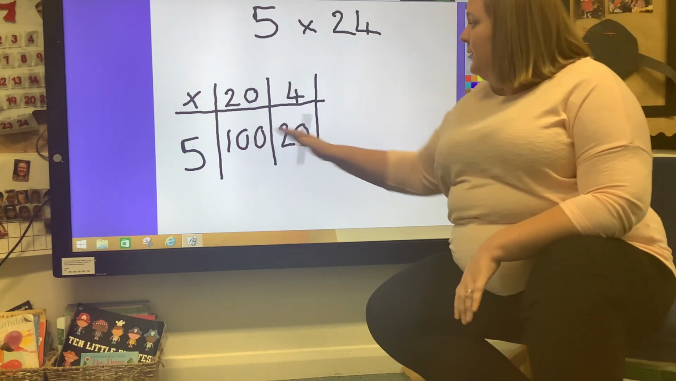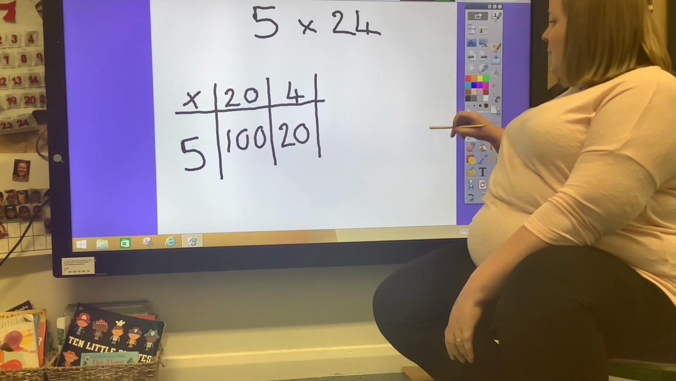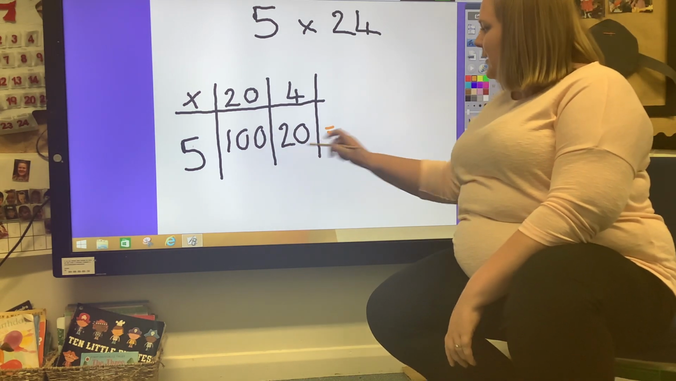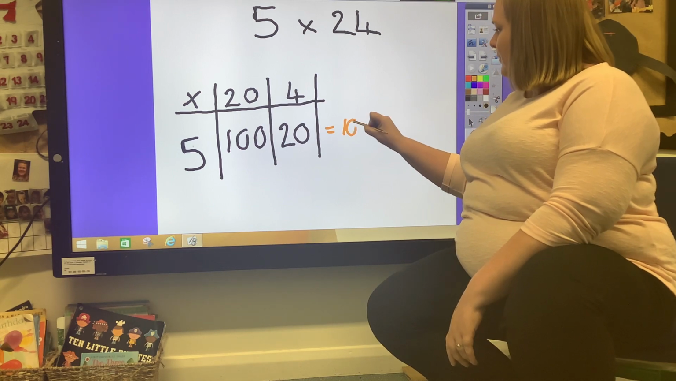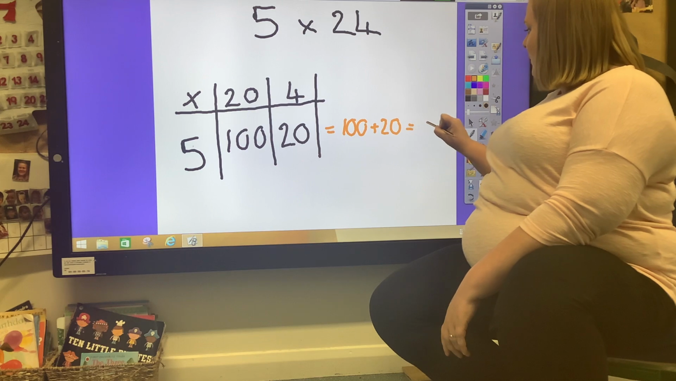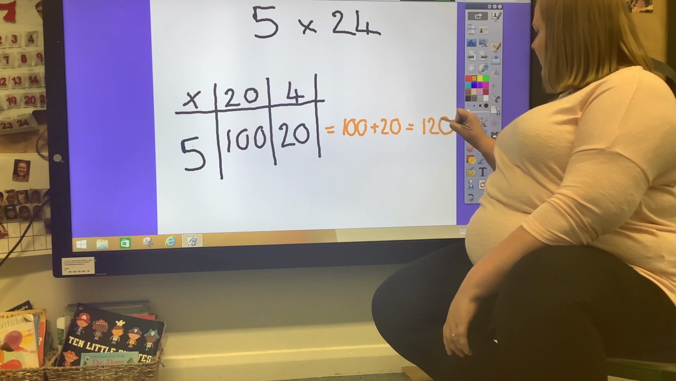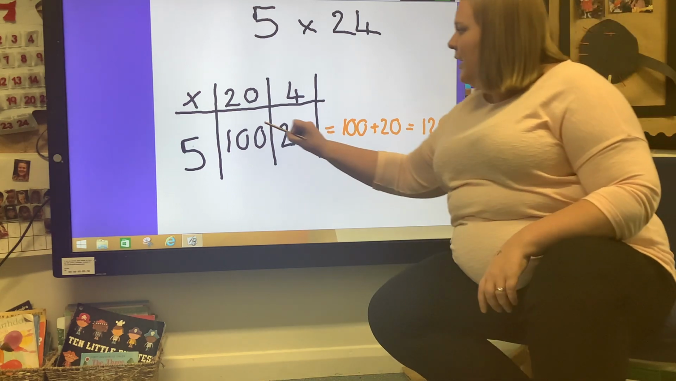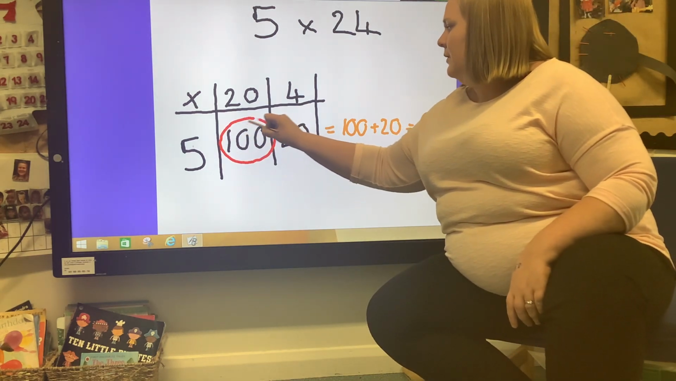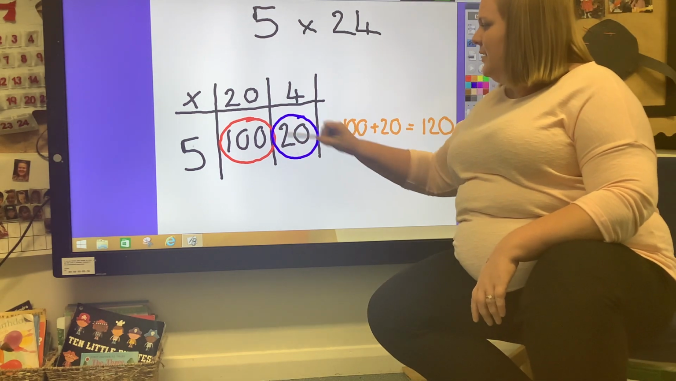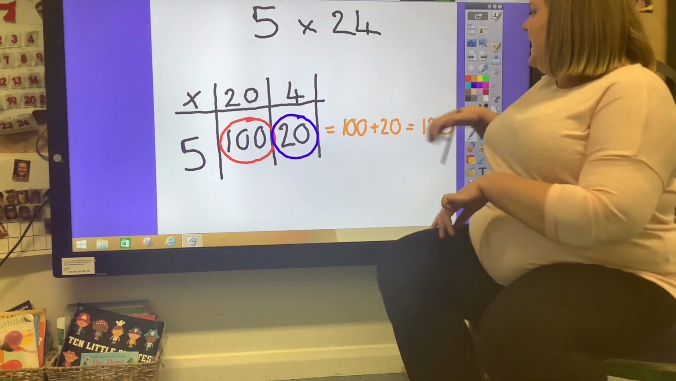We can then total the numbers in our boxes for our answer. It's in a different colour. So we have 100. And we have 20, which is equivalent to 120. I'm just going to colour code those then, because as we move to the next method, I'll just show you how they feed in.